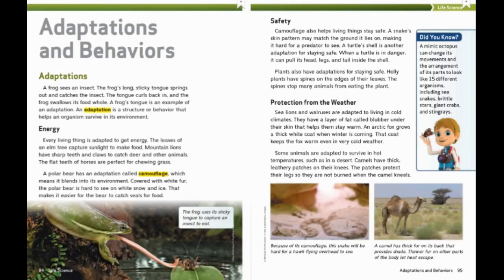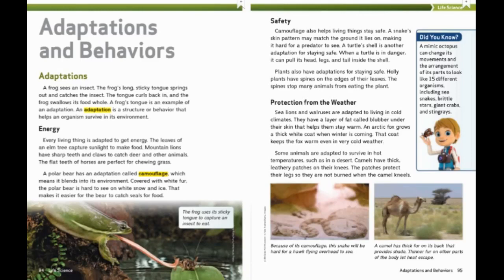Protection from the weather. Sea lions and walruses are adapted to living in cold climates. They have a layer of fat called blubber under their skin that helps them stay warm. An Arctic fox grows a thick, white coat when winter is coming. That coat keeps the fox warm even in very cold weather.